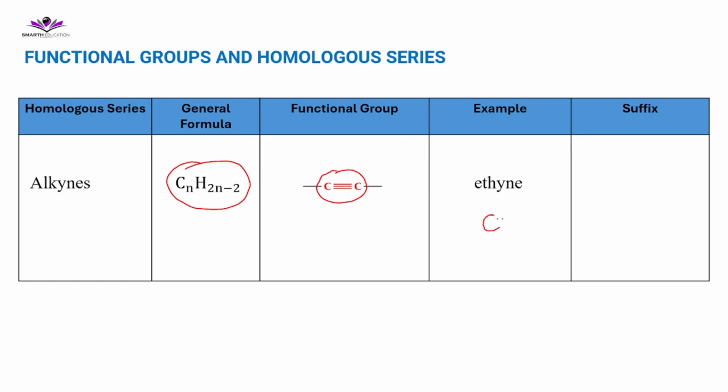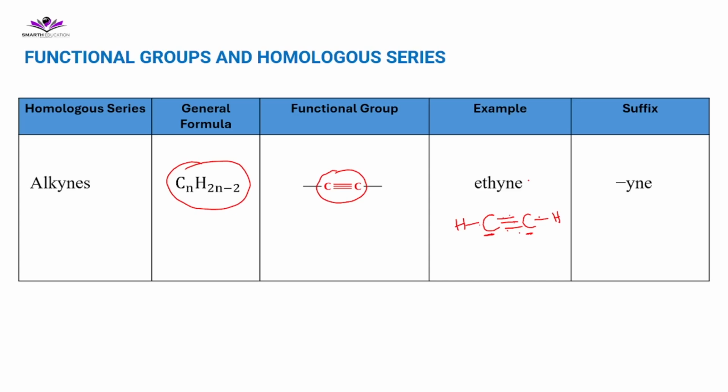We're going to have 1, 2, 3 bonds like this, and then hydrogen there, hydrogen there. Take note, how many bonds do we have around each carbon? 1, 2, 3, 4. Around this one, 1, 2, 3, 4. And then the suffix that we use is -yne: ethyne, propyne, butyne, like that.